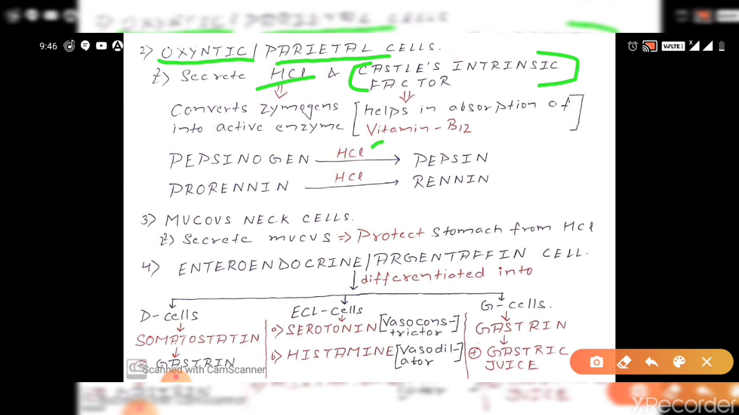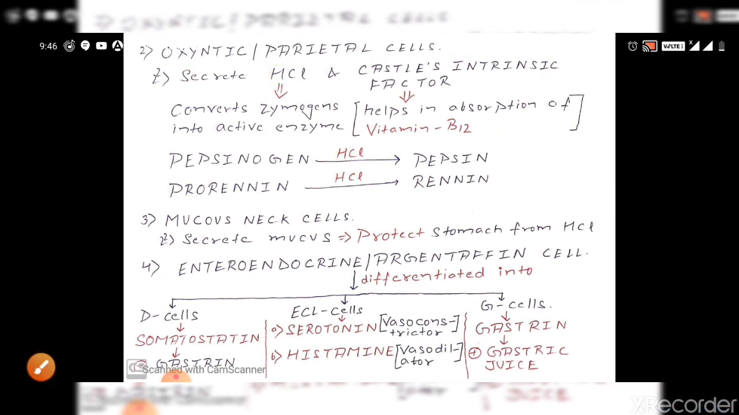Intrinsic factor is responsible for absorption of vitamin B12. It helps in the formation of RBC. So if there is deficiency of intrinsic factor, there will be less absorption of vitamin B12 and it can lead to anemia. Anemia means decreased hemoglobin.